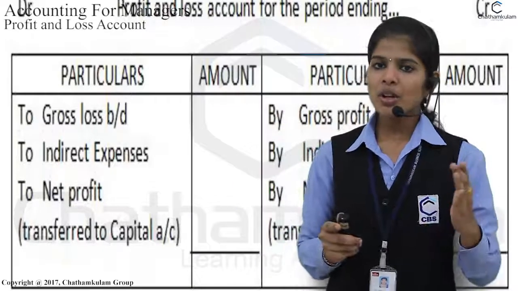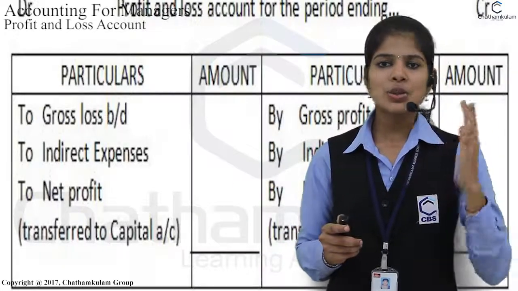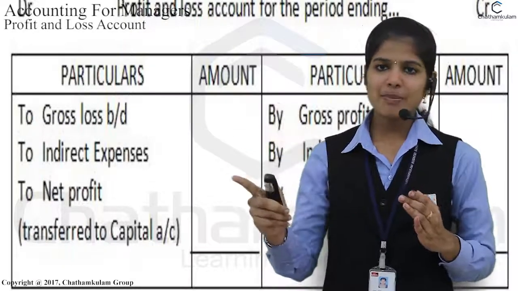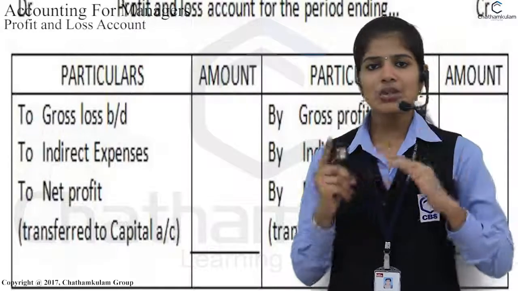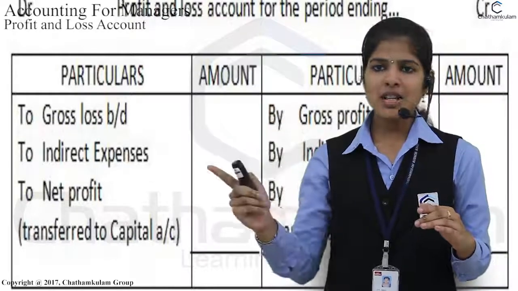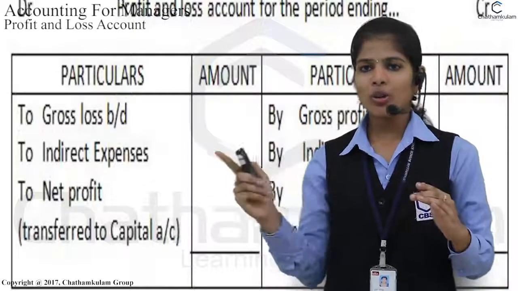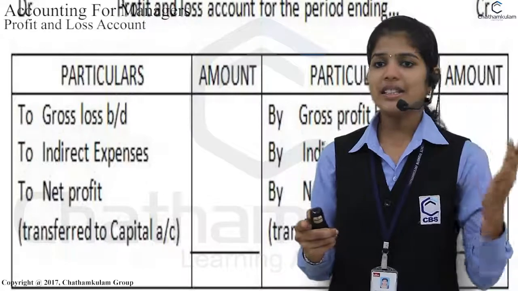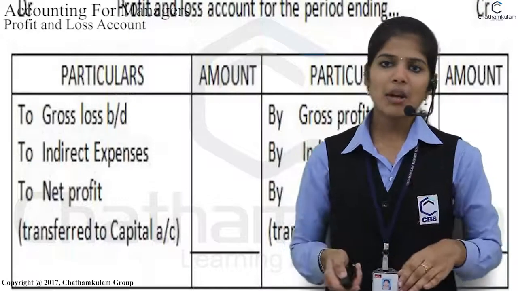In the particulars column of the debit side, we enter the gross loss brought down. It's taken from the trading account, along with the indirect expenses, and the net profit, which is transferred to the capital account, is the balancing figure. On the credit side, in the particulars column, we enter the gross profit brought down, transferred from the trading account, and the indirect incomes and the net loss, which is transferred to the capital account.